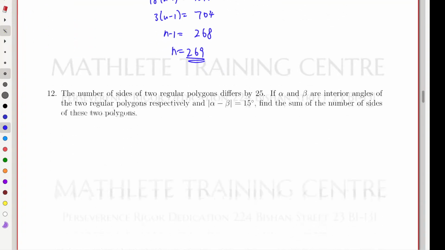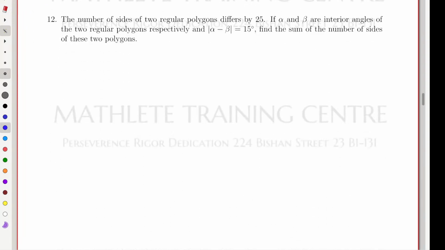For our next question, number 12. The number of sides of two regular polygons differ by 25. Right, so if one of them is an n-sided polygon, then the other one you can say is an n plus 25-sided polygon. Now they give you the two interior angles of these polygons, and then you'll have the difference be equal to 15 degrees. Find the sum of the number of sides of these two polygons.